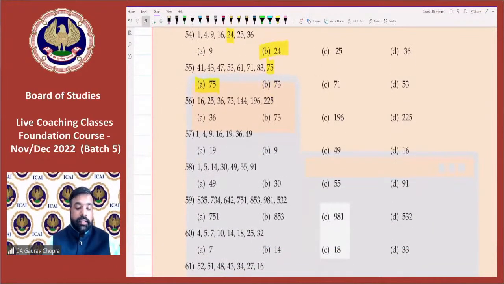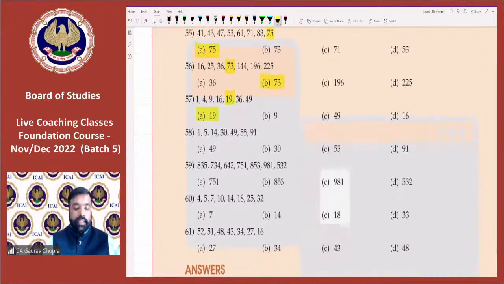56, again all the numbers are perfect squares except 73. 57, again all the numbers are perfect squares except 19.